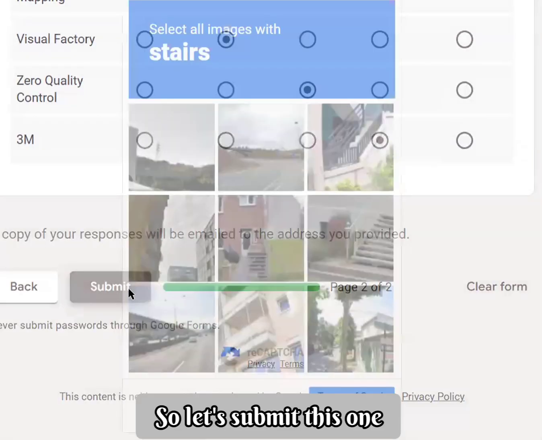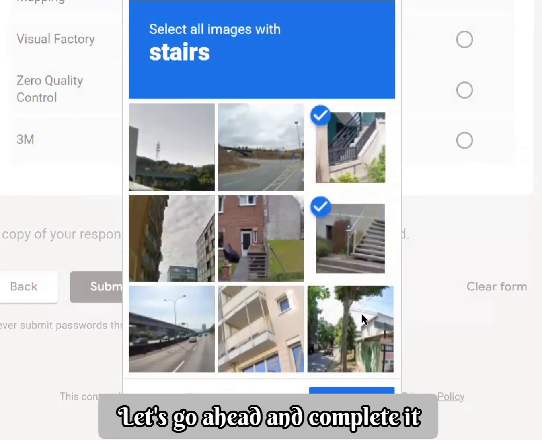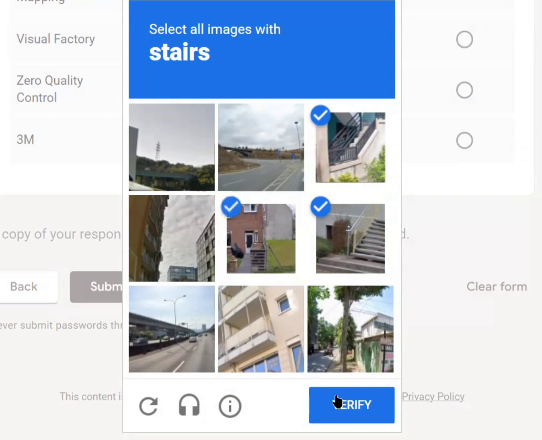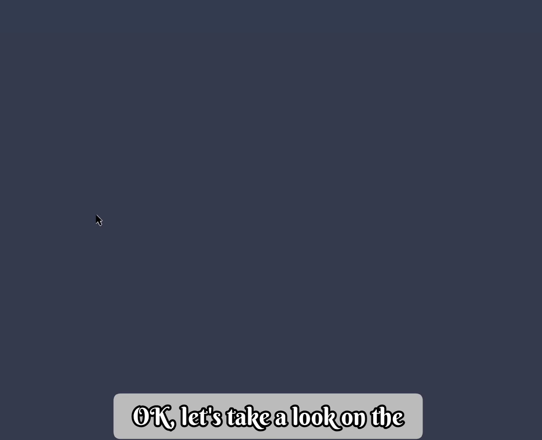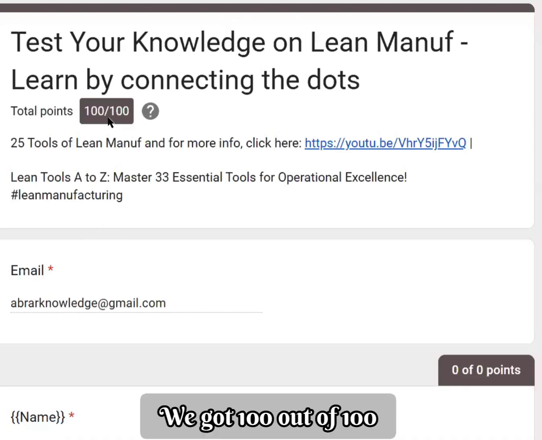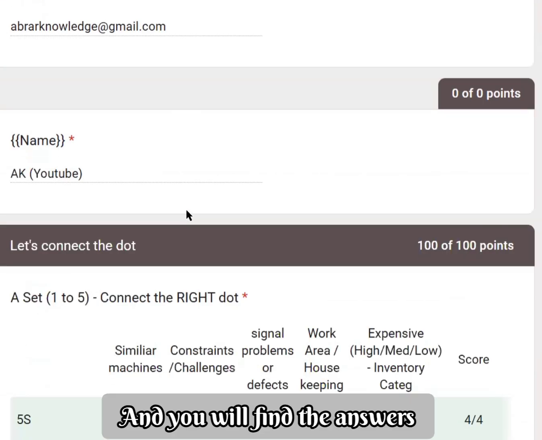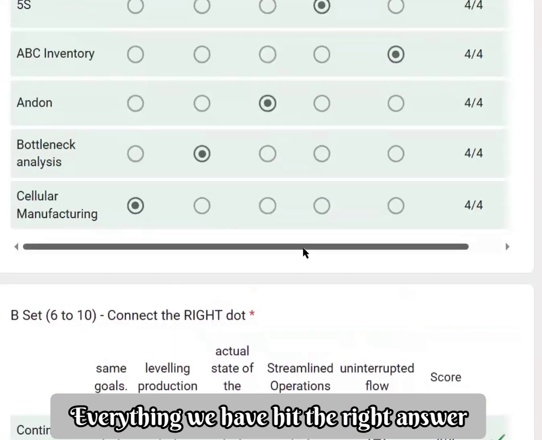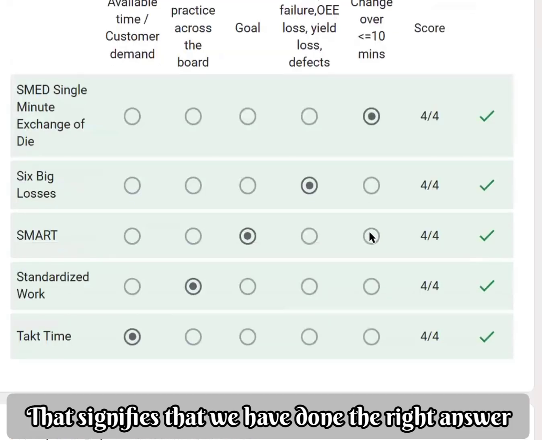So let's submit this one. It asks for the state. So let's go ahead and complete it. Okay, let's take a look at the answer. We got 100 out of 100, and the detailed version is here, and you will find the answers. Everything we have hit the right answer. You can see here all the green ticks, which signify that we have given the right answer.